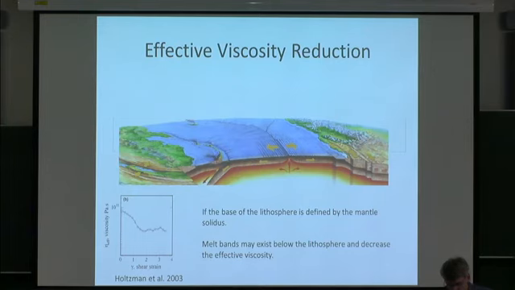If you've got these chunks of material where the effective viscosity is less, that could have implications for the deformation in the upper mantle. Here's the effective viscosity from one of these experiments as a function of the shear throughout the experiment. You can see it has dropped.